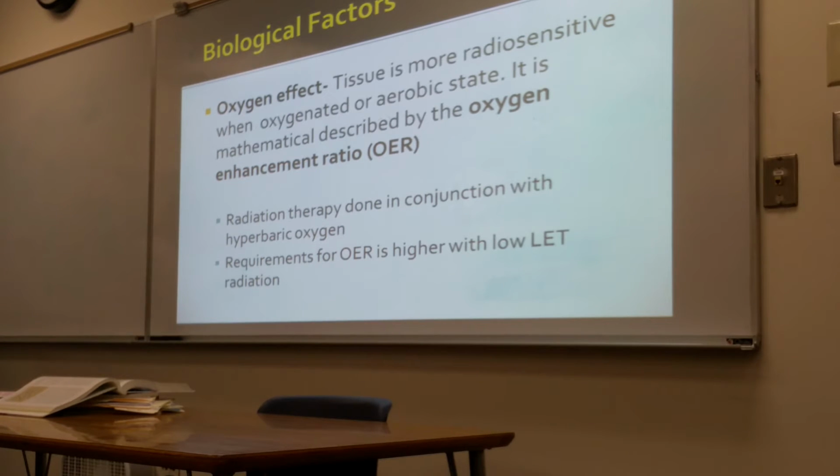Fully oxygenated cells have a radiosensitivity 2.5 to 3 times that of an anoxic cell. A fully oxygenated cell has a radiosensitivity 2.5 to 3 times that of an anoxic or hypoxic cell.